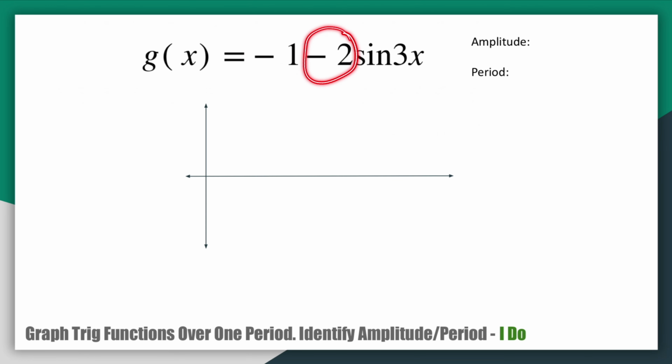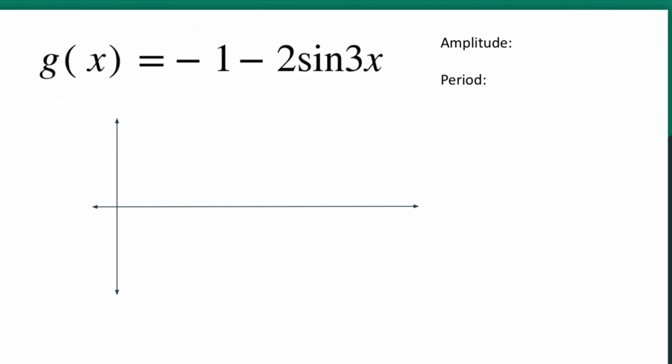We see a -2, so it's being reflected. We see, obviously that's a 2, so it's being stretched by a factor of 2. And we have a B value of 3, so we're also adjusting the period, okay? But we're not adding a C value, so we don't really have a phase shift, okay? So let's go ahead and do it as normal, right?